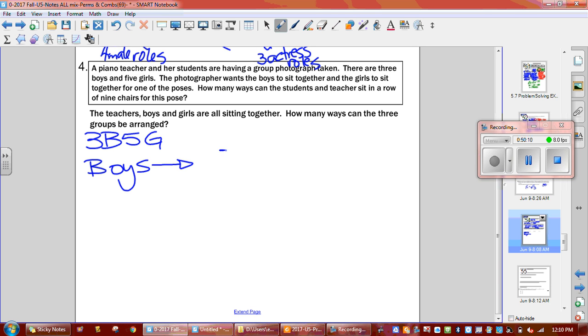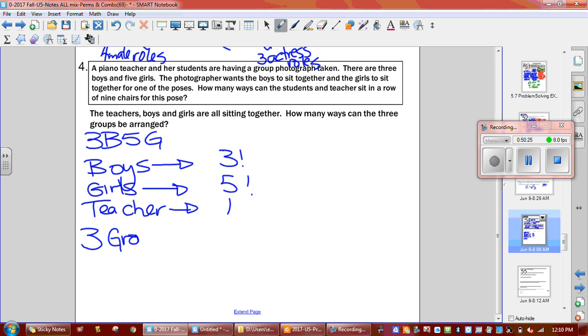3 groups is 3 factorial. You're going to take each of those and multiply all their totals. So we're going to get 6, 120, and 1. We're going to multiply them all. And that's going to give us 4,320 different ways that they can be arranged in those orders.